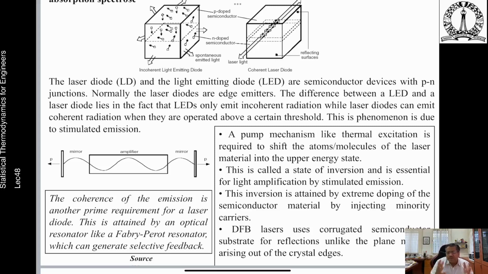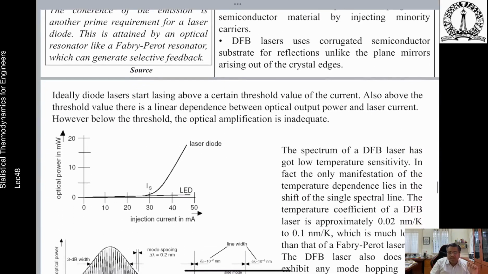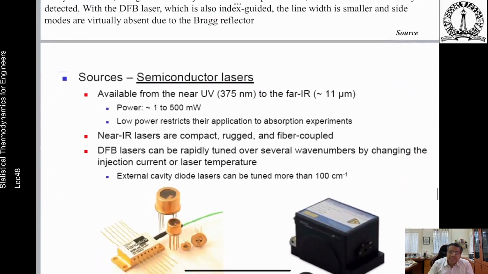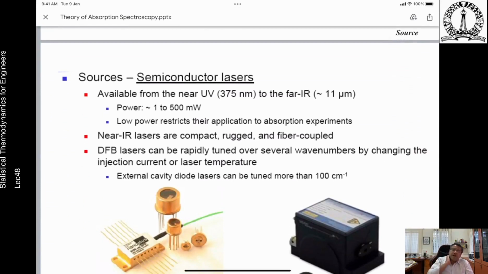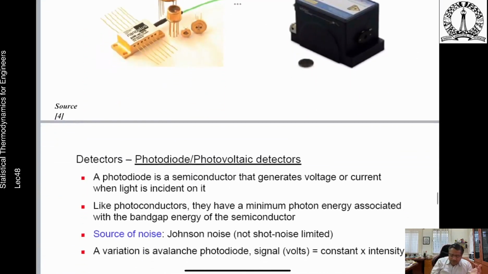You can read about this phenomenon, and distributed feedback diode lasers use corrugated semiconductor substrates. These are a little bit of optics which you don't necessarily need to know, so we are going to skip those. These lasers are easily available in the UV and far IR. Near IR lasers are very compact, rugged and fiber coupled, as you can see over here. They can be rapidly tuned over several wave numbers. That's why we get the range over which we want to measure a transition, by changing the injection current or the laser temperature.